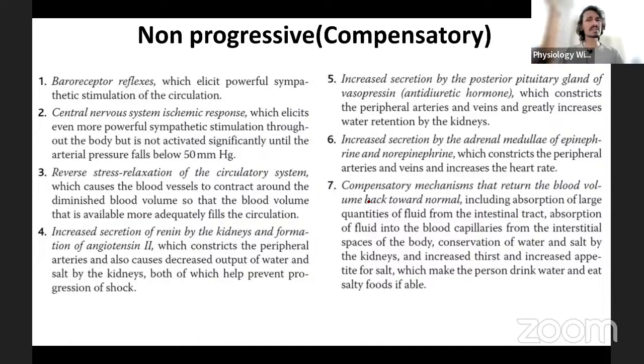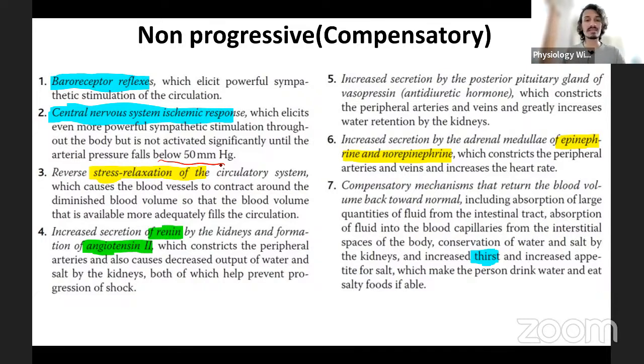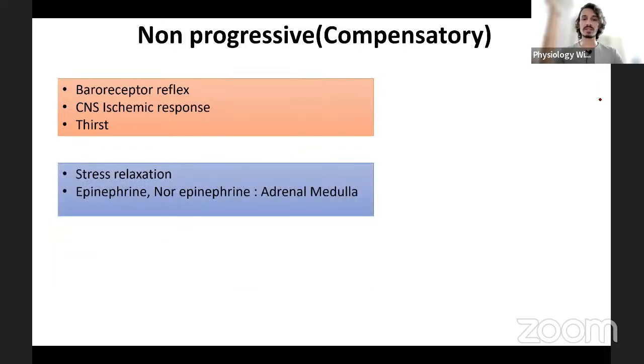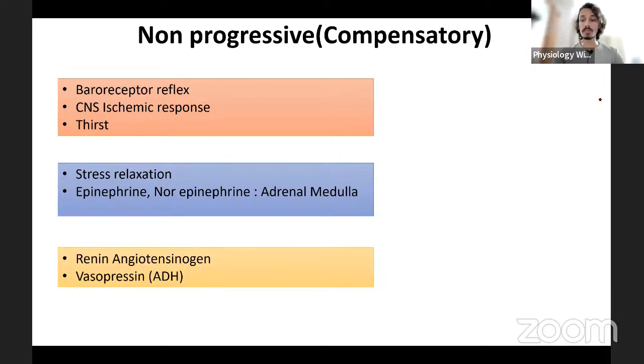In non-progressive shock, what are the compensatory mechanisms that happen? One, the immediate baroreceptor reflex. Two, the sinus ischemic response if pressure falls below 50 millimeters of mercury. Thirst will get activated. Epinephrine and norepinephrine will be released. Intermediate mechanisms like stress relaxation, which we talked about in the previous class. The renin-angiotensin mechanism is there. And we have ADH. ADH results in two things: water retention, that is antidiuresis, and increased constriction of peripheral vessels. So baroreceptor, sinus ischemic response, thirst, stress relaxation, epinephrine, norepinephrine, renin-angiotensin, and ADH are all compensatory measures. I'm not going into detail because we already took 1 hour of lecture to explain all of these mechanisms in the last class.